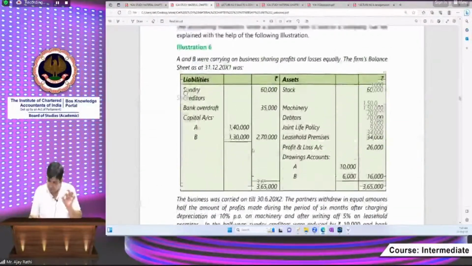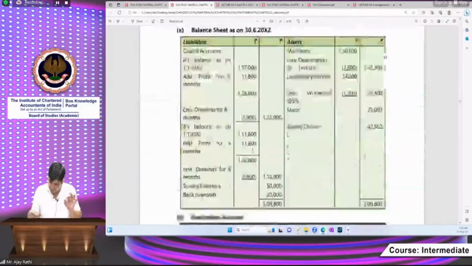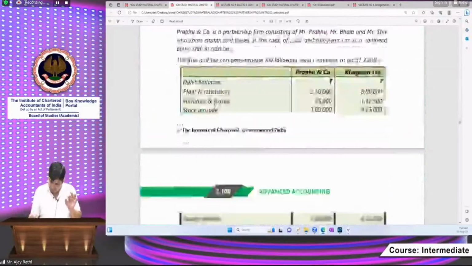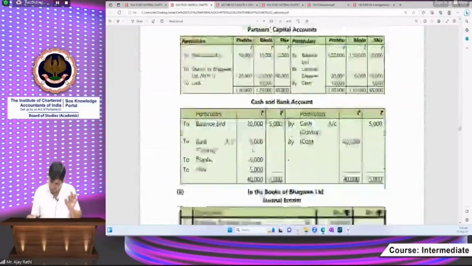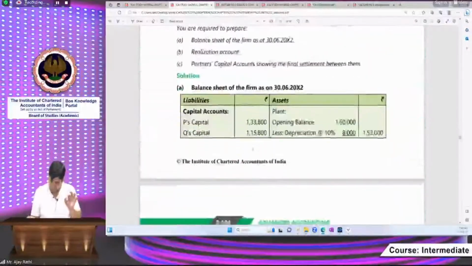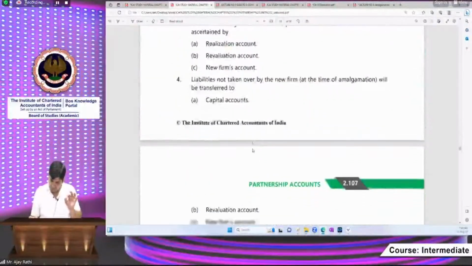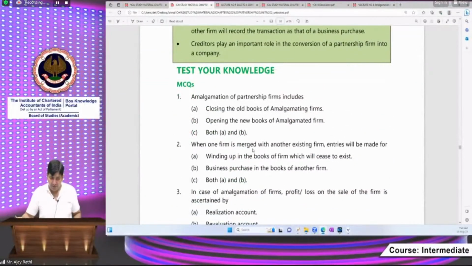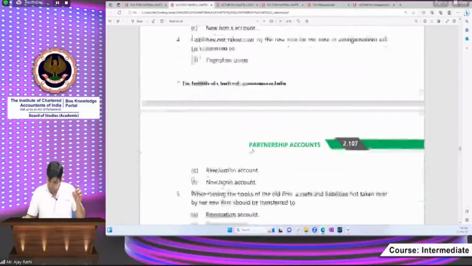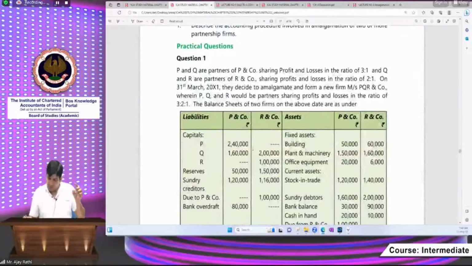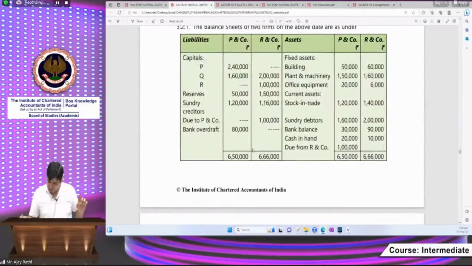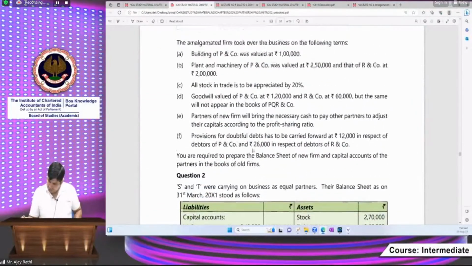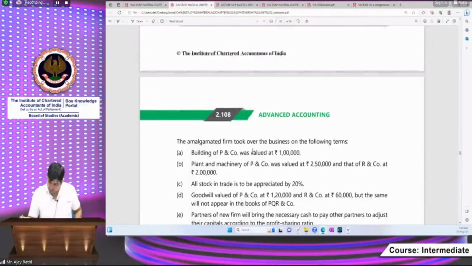Whatever I have given you in the class, practical questions are also there. Wait a minute. Please check the test your knowledge questions. Yes, here the test your knowledge questions are being started. See, question number 1 belongs to the earlier part. Okay, this is also amalgamation.